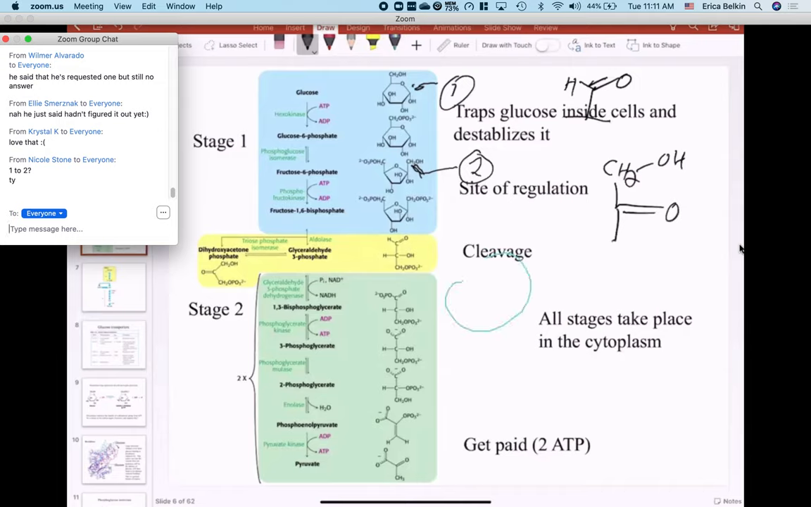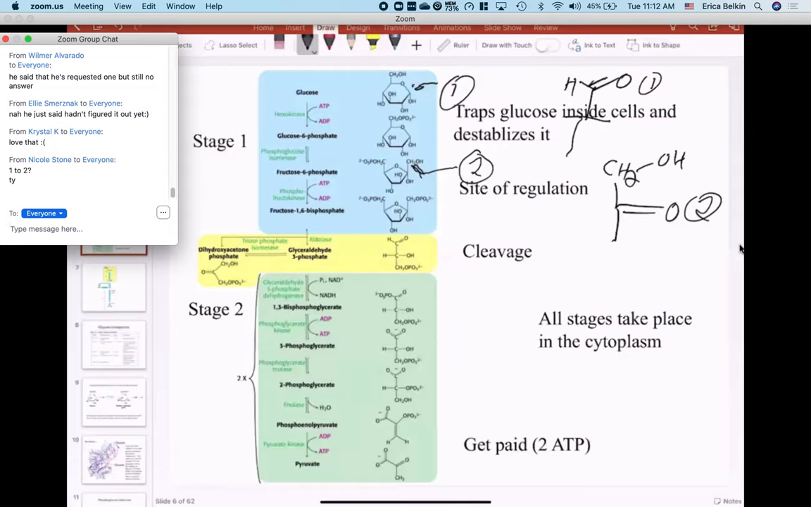If, on the other hand, you do it for fructose in the open form, it's going to look like that. And so the carbonyl is going to go from the 1 position in glucose to the 2 position in fructose. And so what you have is an enzyme called phosphoglucoisomerase.